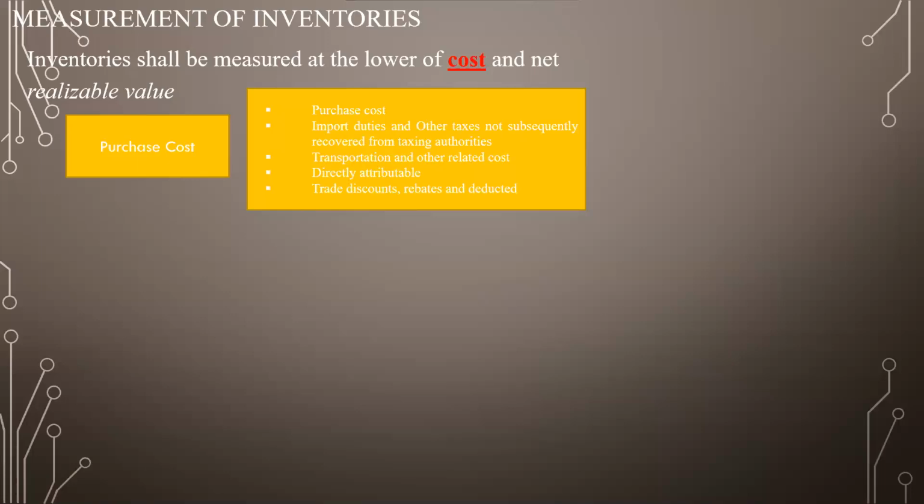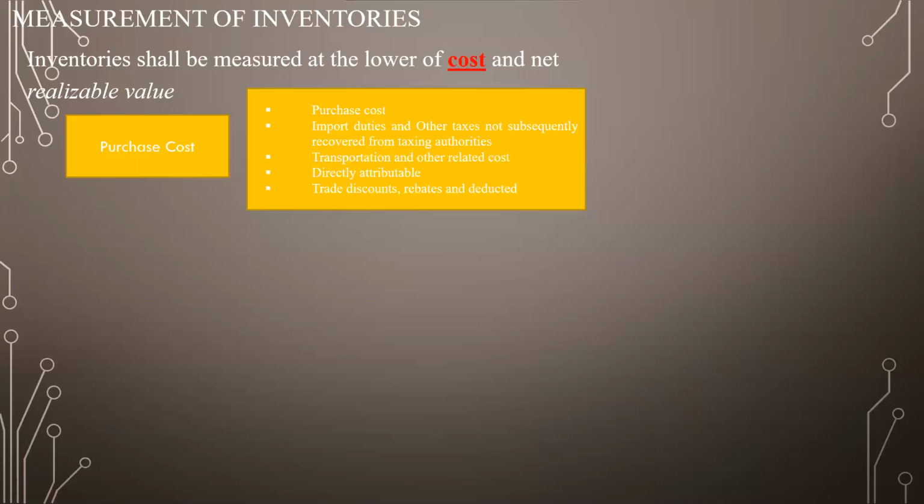Then if we are incurring any transportation or other related costs to bring the inventory to our premises where the manufacturing happens, that is also part of the cost. Any cost that I can directly attribute to that particular inventory will be part of my cost. If we are getting any trade discount or rebates or anything of that sort while buying this inventory, that has to be reduced out of my cost.